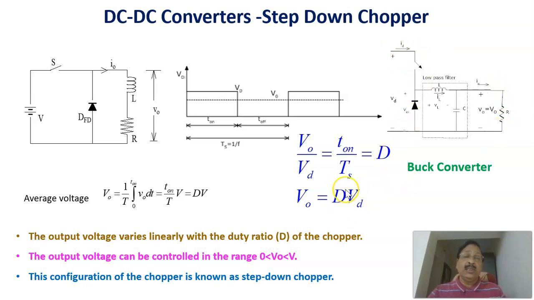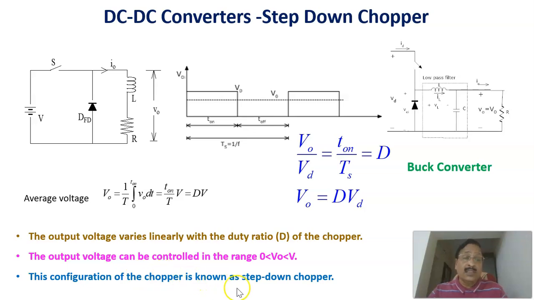Therefore, by changing the duty ratio, you can vary the output voltage for a given input voltage. Since the maximum value of D equal to 1 cannot be obtained, D is less than 1, and you can get an output voltage less than the input voltage. That is why it is called a step down chopper, or buck converter, a step down converter. The output voltage varies linearly with the duty ratio, and it can be controlled in a range: V0 will be less than the input voltage and more than 0 volts. That can be varied linearly.